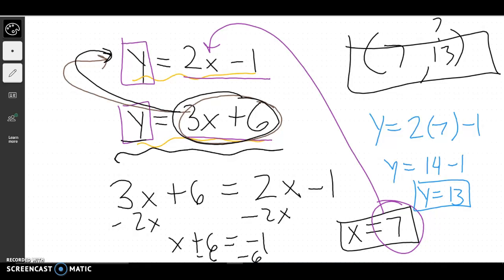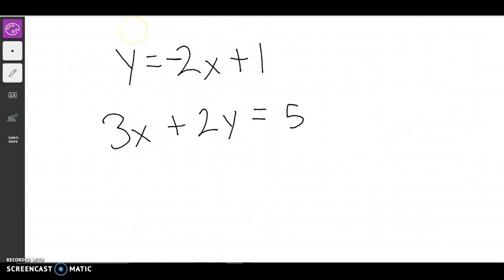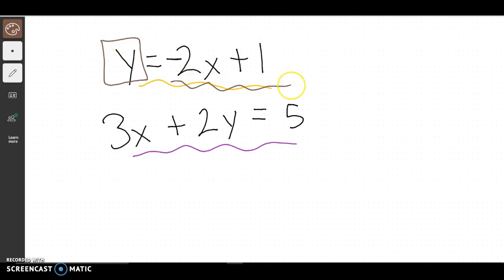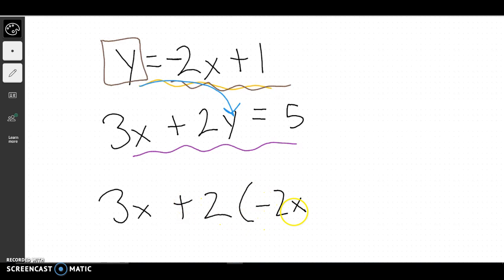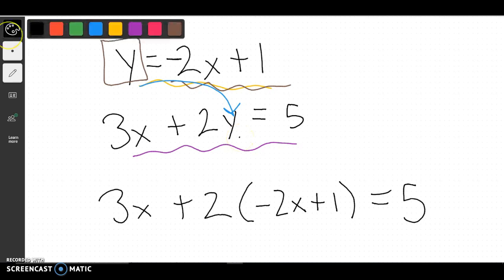Let's try one more problem. Okay. So for this one, we have something that's in standard form, and we have something that is in y-intercept form. So again, this one's a little bit weird, but we're going to use the information that we have. We know that y equals this thing. So since y equals that, I could plug it in for y and get 3x plus 2 times negative x plus 1 equals 5. So again, whatever y equals, we're going to plug in for our other y. And now we're just going to solve.